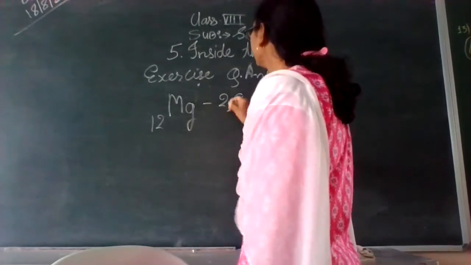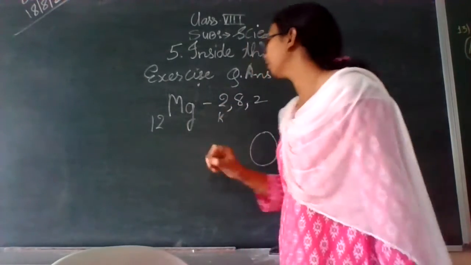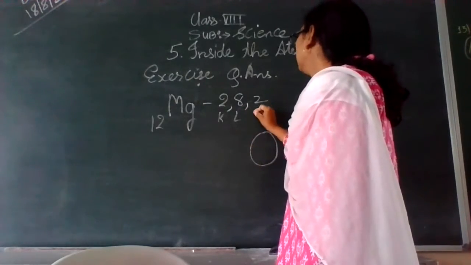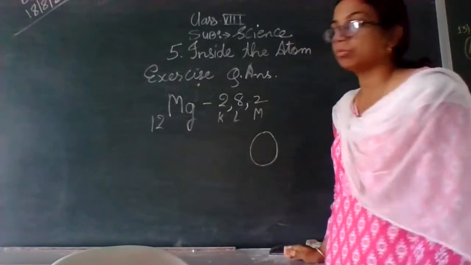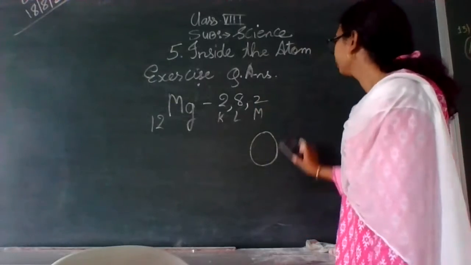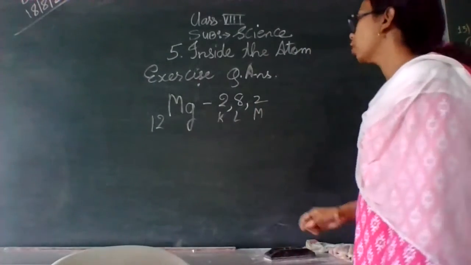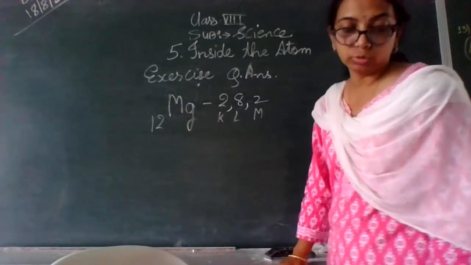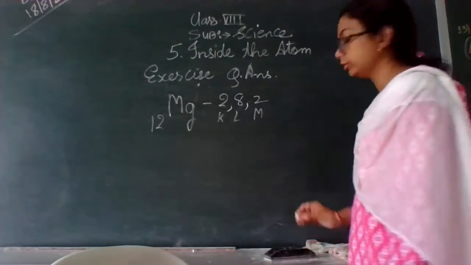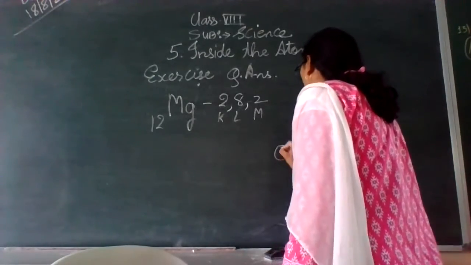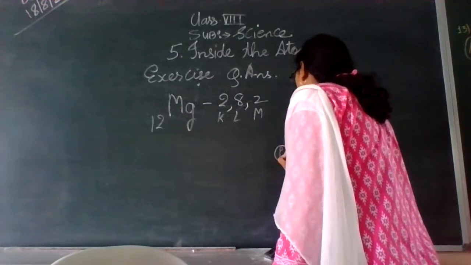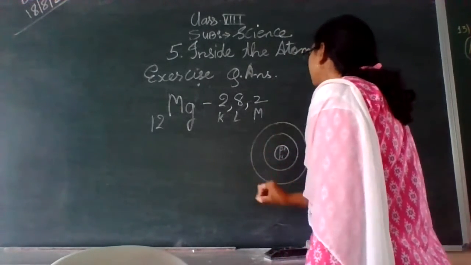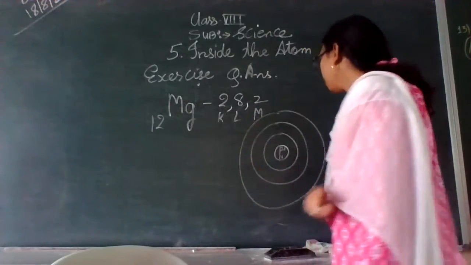So you see, in the K shell 2 electrons, L shell 8 electrons, and the M shell will accommodate only 2 electrons in its outermost shell, because the number of protons will be equal to the number of electrons. In that case, how will you draw protons and neutrons here in the nucleus? K shell, L shell, and M shell.